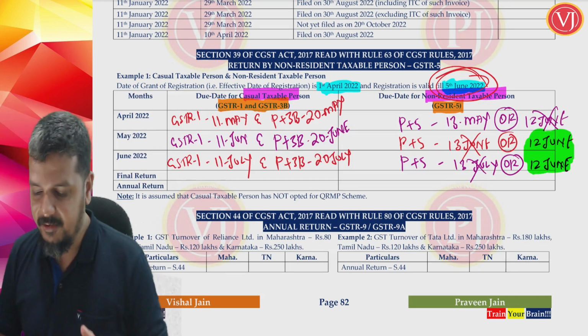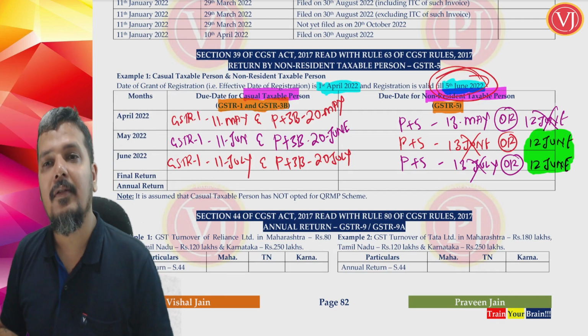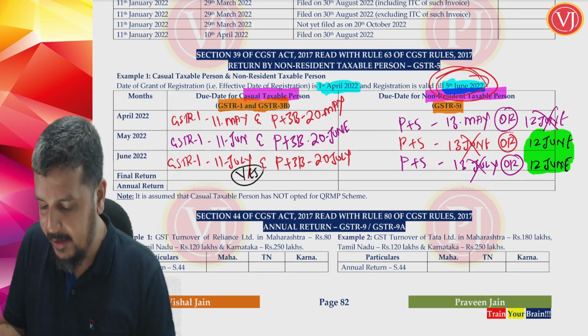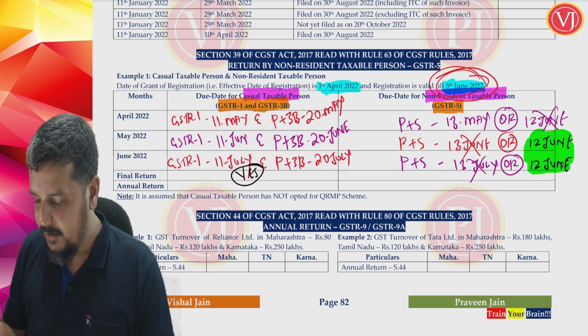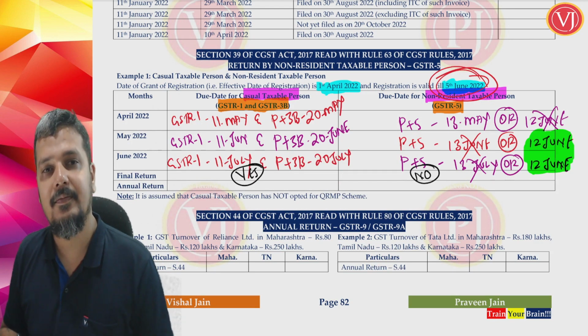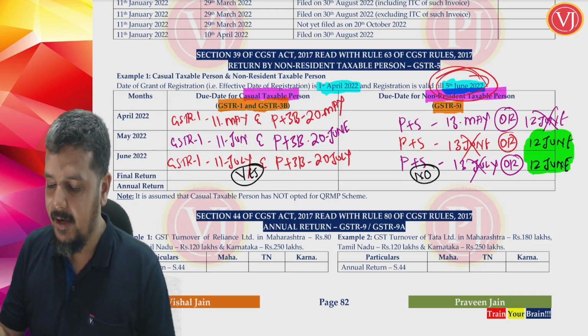Additional information: the final return, when you talk about your final return after cancellation, has to be filed by CTP, but it is not required to be filed by NRTP. Once you cancel your registration, you have to file something called a final return. That will be filed only and only by CTP, not by NRTP.